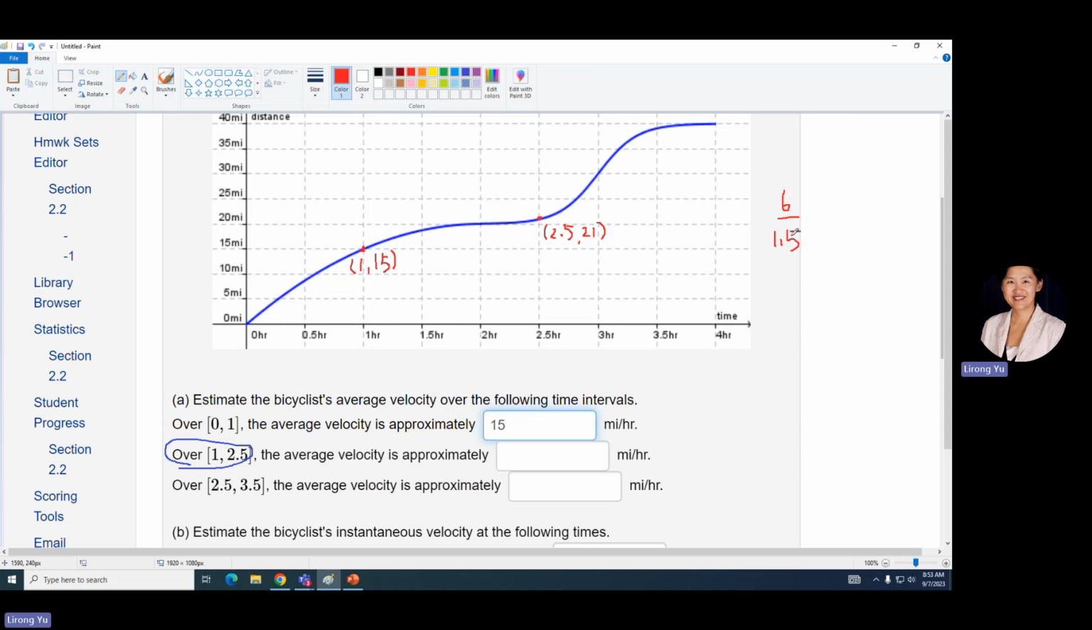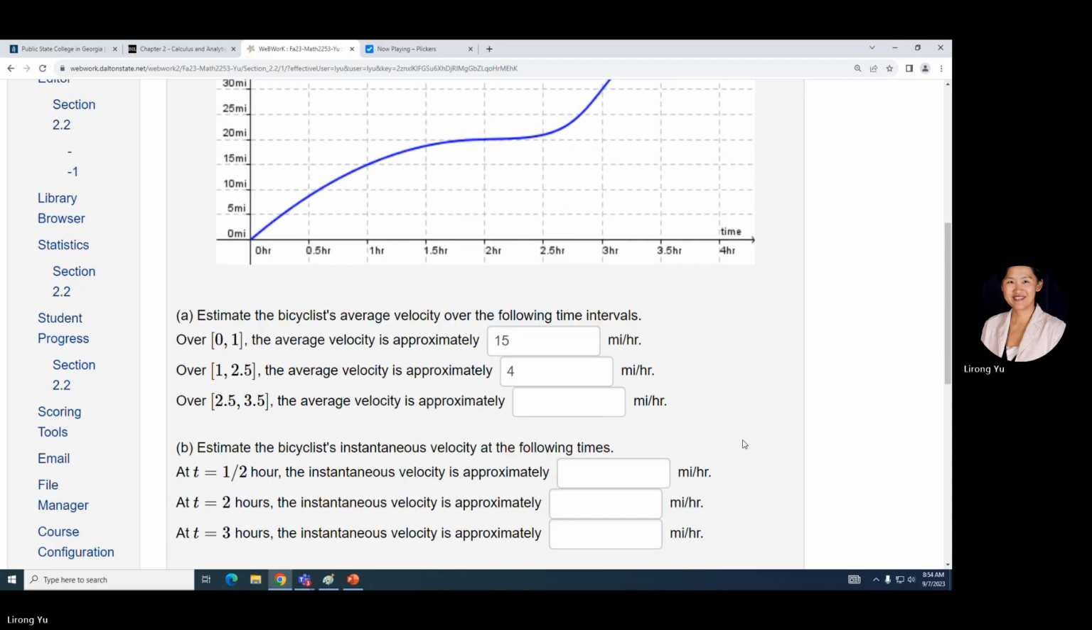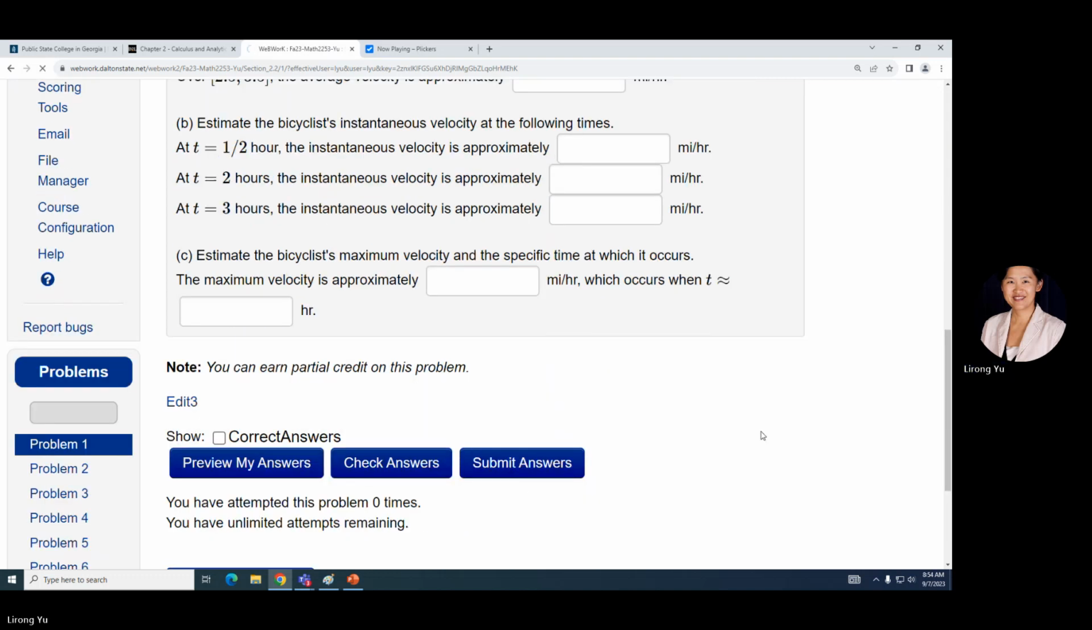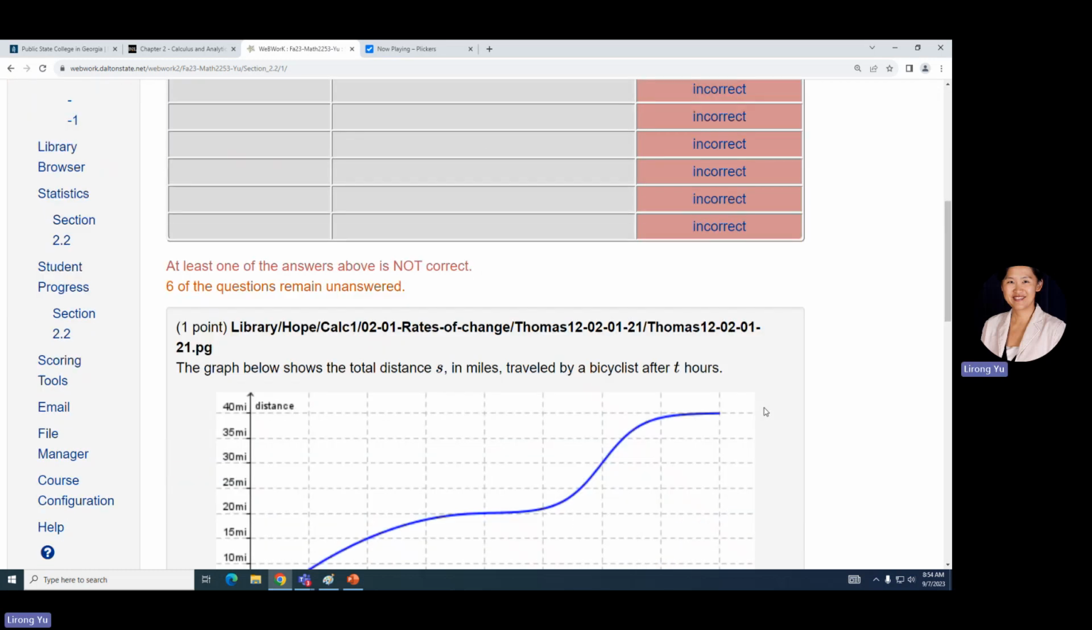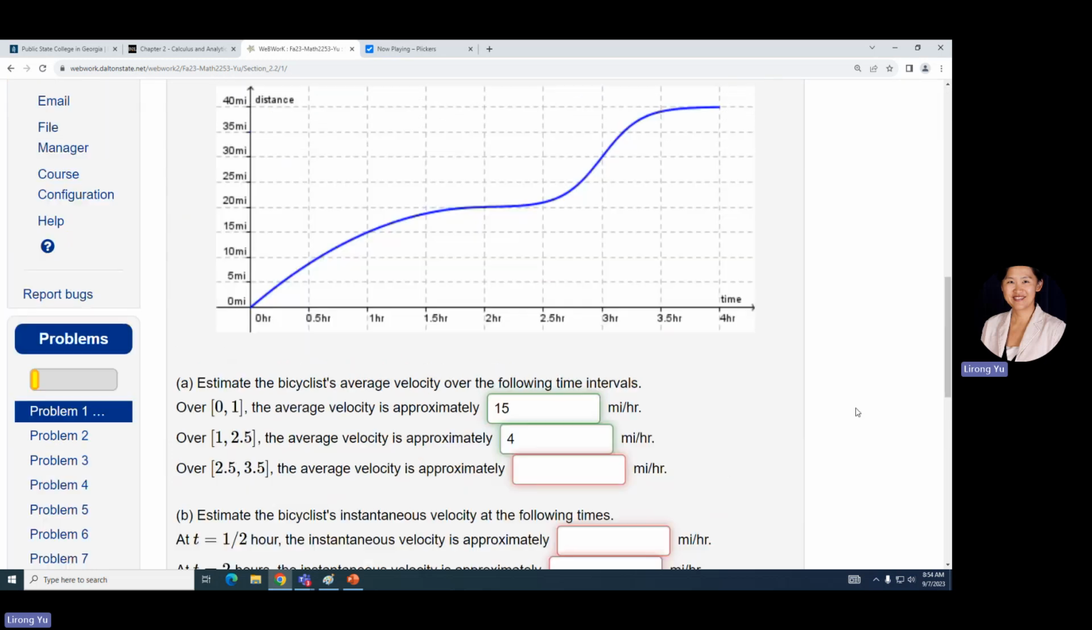So you can see it's moving a lot slower in this time frame. From 0 to 1, obviously we're moving faster there. Question, so this is a slope calculation. We answer 4, roughly 4. Those are the first two questions. I believe the next question can be done very similarly.